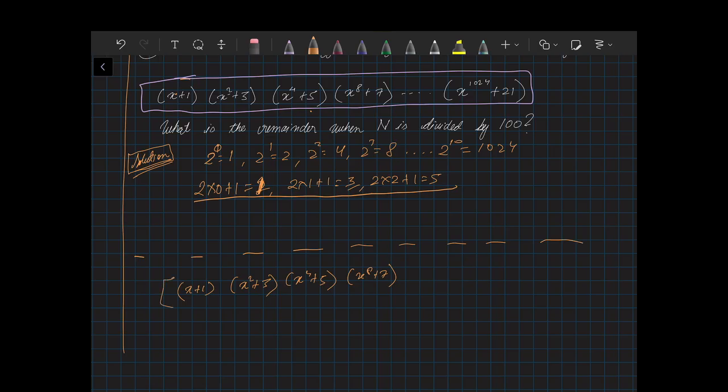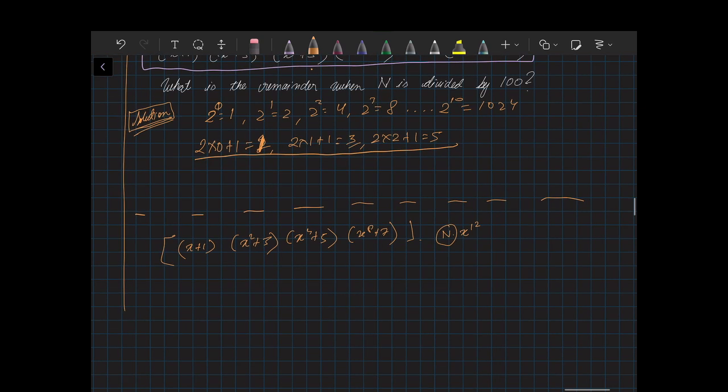So we have these 4 terms, and I want you to figure out what's the coefficient of x to the power 12. N, where N is the coefficient of x to the power 12. What is it? So first of all, how do we get x to the power 12? That's only going to happen when x to the power 4 and x to the power 8 are multiplied. So if you multiply these 2 terms, we get x to the 4 times x to the power 8 plus x to the power 4 times 7 plus 5 times x to the power 8 plus 5 times 7, and we have these 2 terms, x plus 1 and x squared plus 3.